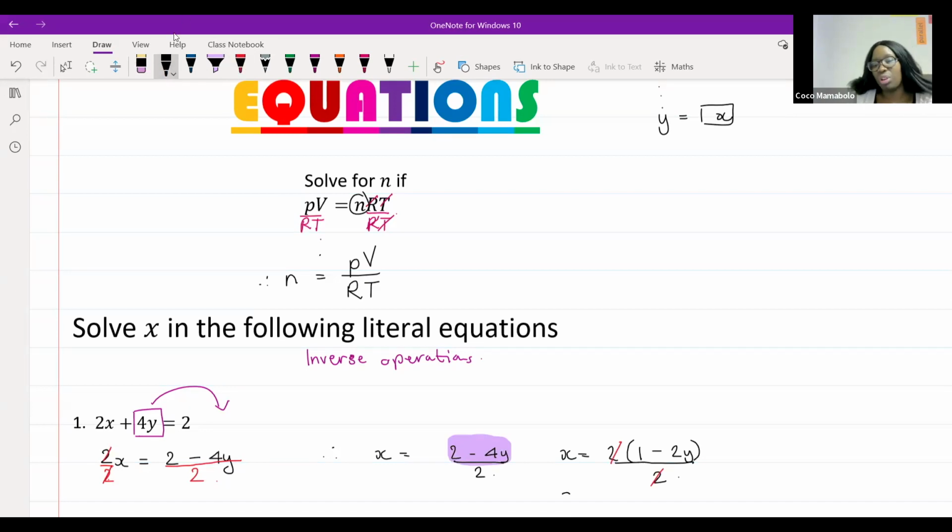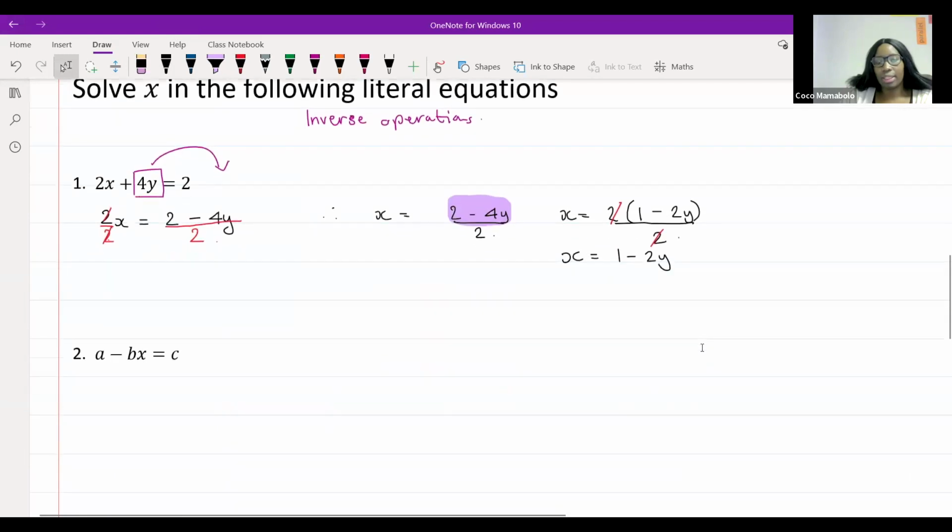But that's not really the objective of the exercise. Yes, we can do it just to make sure that we get all the marks. But what I'm trying to teach us here is how to maneuver the equation to get what we want. All right. Are we okay with that? Yes, ma'am.